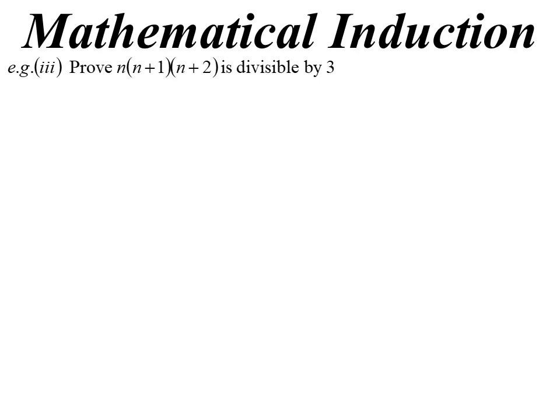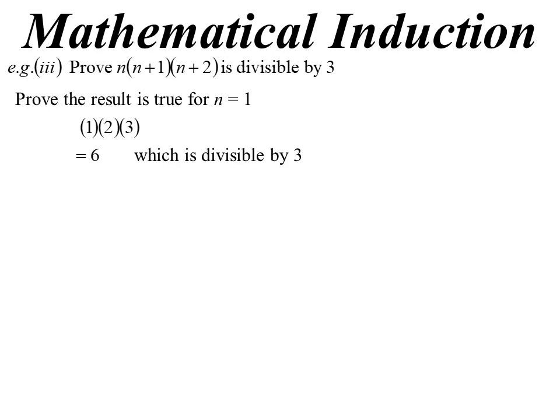But that's not good enough for a proof though. Let's do it via induction. So again, we will prove it true for n equals 1, but this time I don't have a left-hand side equals right-hand side thing. All I really need to do is substitute in, so 1 times 2 times 3, well that's 6, and just confirm, well yeah, 6 is divisible by 3. Okay, so it's true for the first case, true for n equals 1.